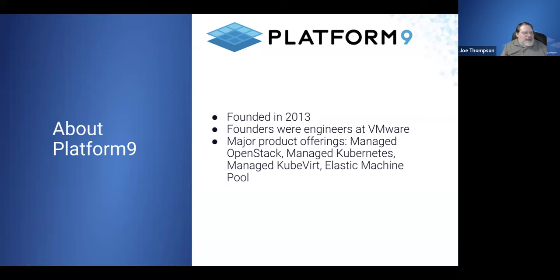So Platform9 has been around for going on 12 years. And we have a couple of major product offerings. We have managed OpenStack, which was kind of the foundation of the company, was to make OpenStack accessible to people who wanted to run their own OpenStack clouds. We also have managed Kubernetes. We have a managed KubeVirt offering. And then we also have this very new Elastic Machine Pool product. And that's what we're mainly going to be talking about today.